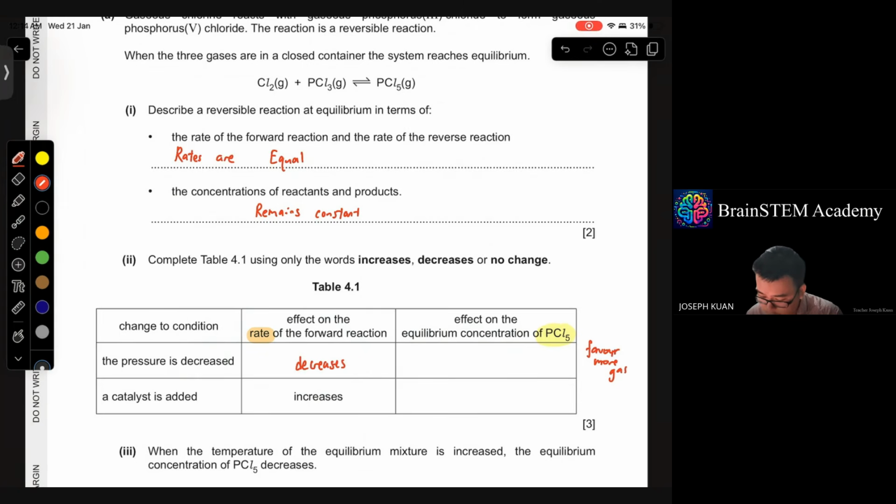Looking at the equation, on the left there are 2 gases. On the right, there's only 1. So if you shift the equilibrium to the left, that causes the concentration of the products to decrease. And then a catalyst will not affect equilibrium. It will not affect the concentration at equilibrium. So no change.